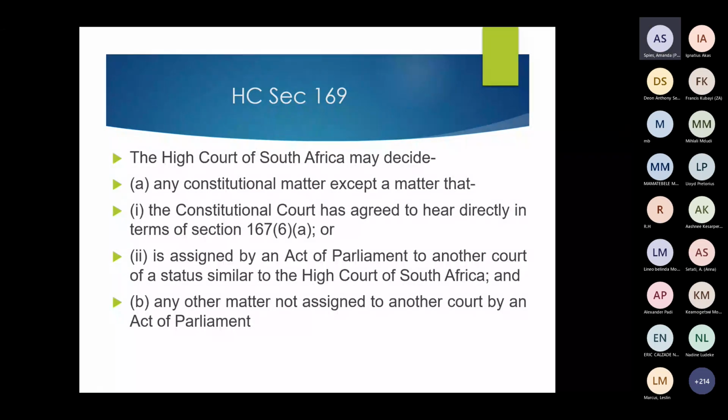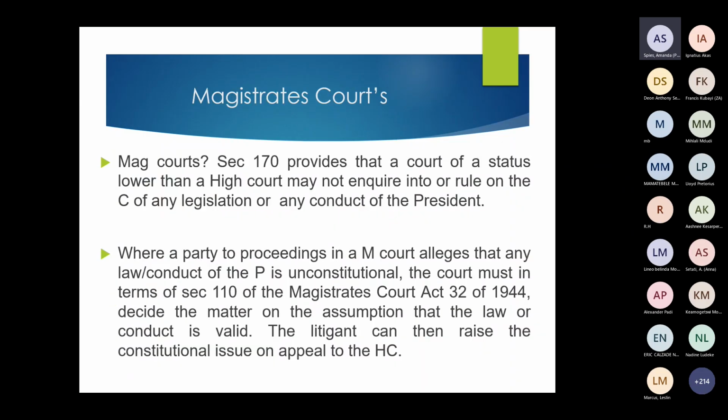High Court, section 169. The High Court may decide any constitutional matter except a matter that the Constitutional Court has agreed to hear directly. So there's the direct access again in terms of section 167(6)(a), or it is assigned by an Act of Parliament to another court of a similar status to the High Court, and any other matter not assigned to another court by an Act of Parliament. So that is the High Court's jurisdiction.